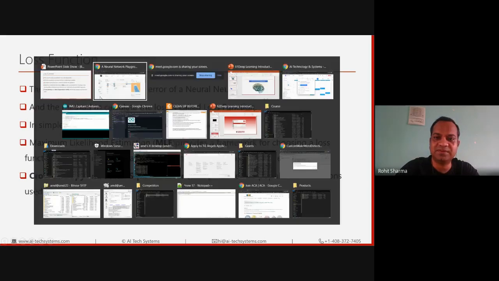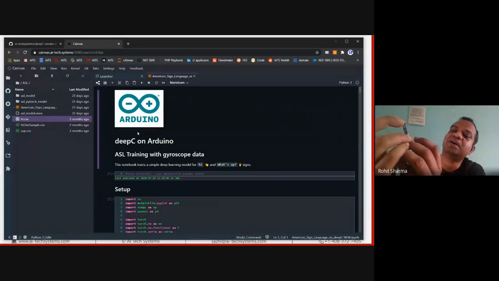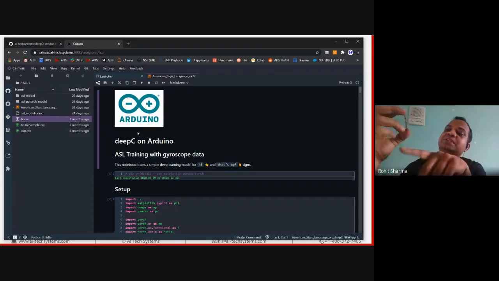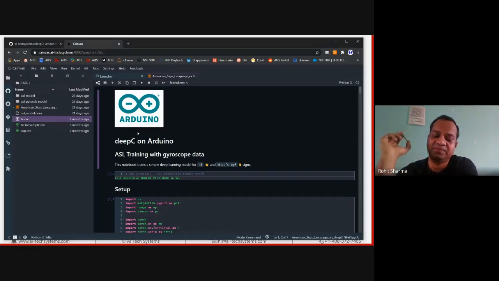But I want to give you a little bit of excitement as to how we developed a prototype for an ASL model, which is American Sign Language. It has an IMU unit, which you can't see. This is a board from Arduino Nano 33 IoT BLE Sense, and this is approximately $20 or $25. It has a processor running at probably 50 or 60 megahertz, and has a memory of about 256 kilobytes.